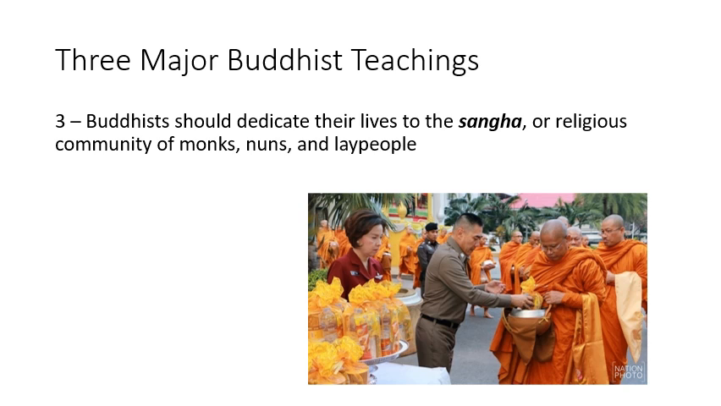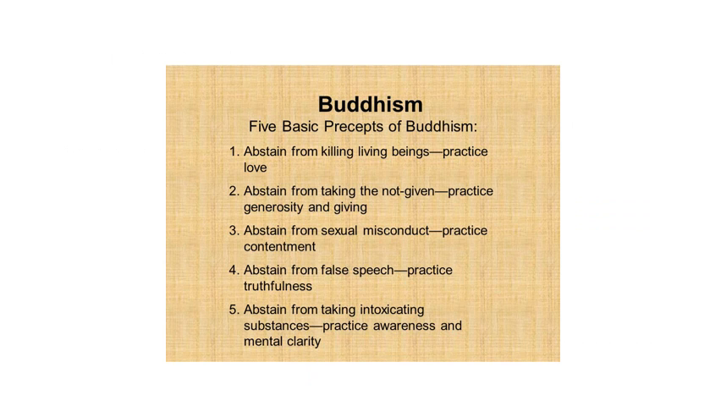And the last major Buddhist teaching for us to be aware of this week is this idea that Buddhists should dedicate their lives to what is called the Sangha, or the religious community of monks, nuns, and lay people. And one way that Buddhists commit themselves to the Sangha is by following what are called the 5 basic precepts of Buddhism, which is to abstain from the killing of living beings, to abstain from stealing, to abstain from sexual misconduct, to abstain from false speech, and to abstain from taking intoxicating substances.